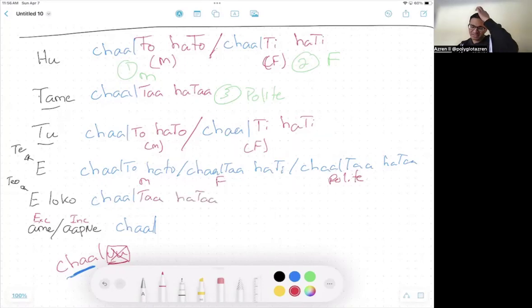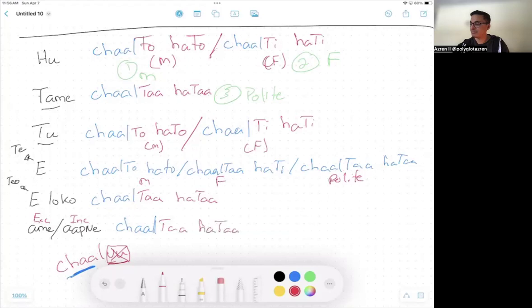I think there's a dialectal difference as well. I'm not sure about this, but I think some people, if the group of people you're referring to are all girls, are going to say chalti hati. My family, I don't think we do that, and people I've talked to generally, I don't think so. But there might be a dialectal difference there. We always just say chalta hata in my family. Last but not least, for ame and apne, we have chalta hata.